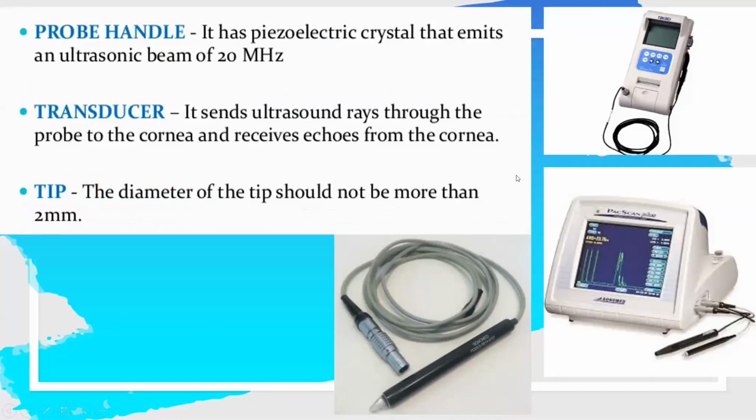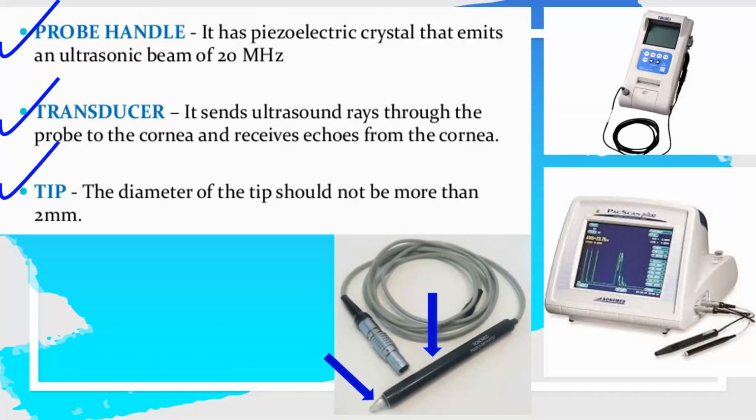Here we have this probe handle, which is of 20 megahertz. Then we have a transducer which is based inside the machine, and a tip over here which has a diameter of 2 millimeter only. It should not be more than 2 millimeter because you want to record the central corneal thickness in the central 3 millimeter of the cornea.